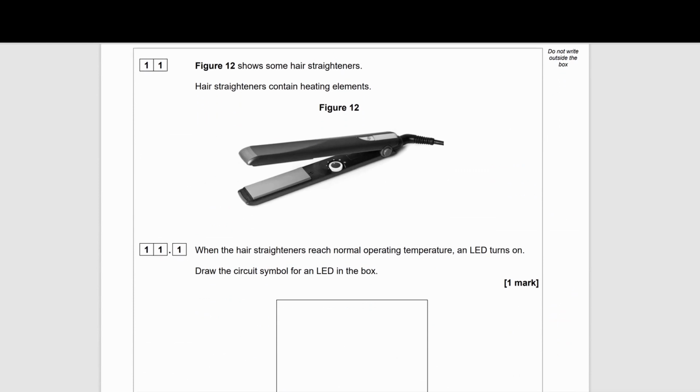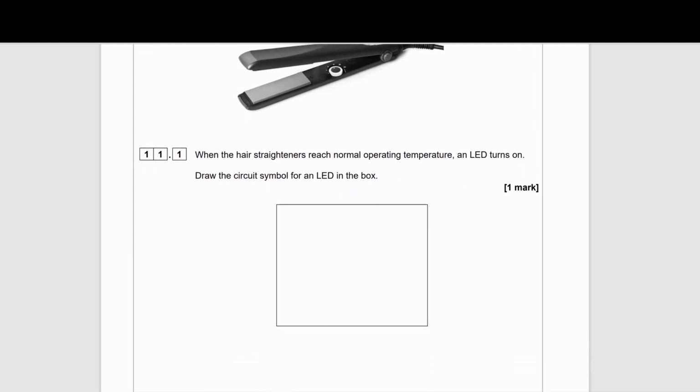Question 11. Figure 12 shows some hair straighteners. Hair straighteners contain heating elements. So figure 12 is showing us a picture of a hair straightener. 11.1. When the hair straighteners reach normal operating temperature, an LED turns on. Draw the circuit symbol for an LED in the box, 1 mark.